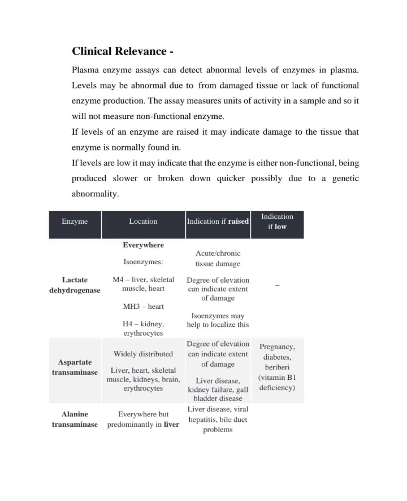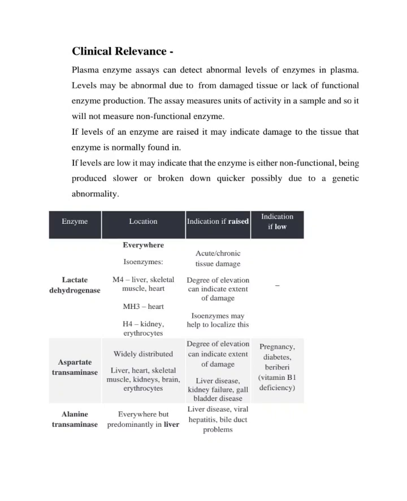If the enzyme is aspartate transaminase, it is widely distributed in liver, heart, skeletal muscle, kidney, brain, erythrocytes. And the degree of elevation can indicate the extent of damage. Indication if raised is liver disease, kidney failure, gallbladder disease. If it is low, then diabetes, beriberi syndrome.